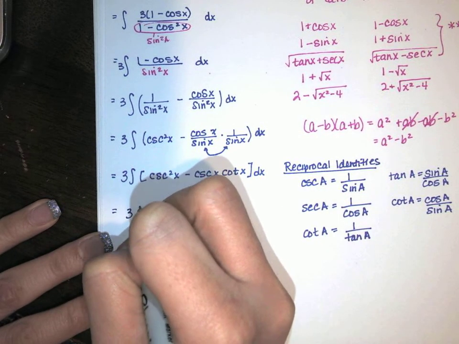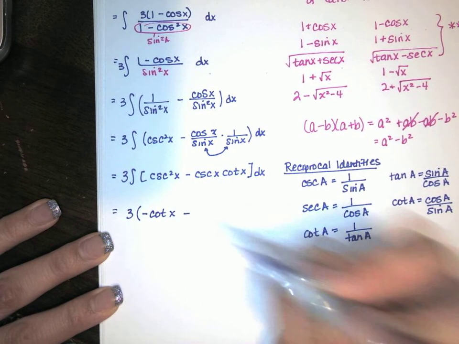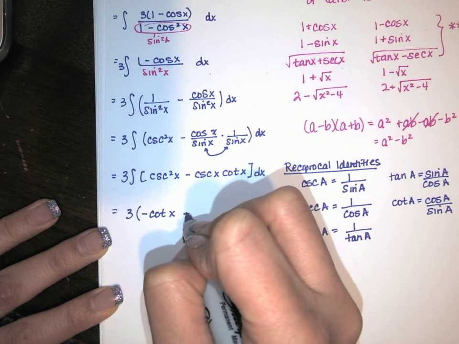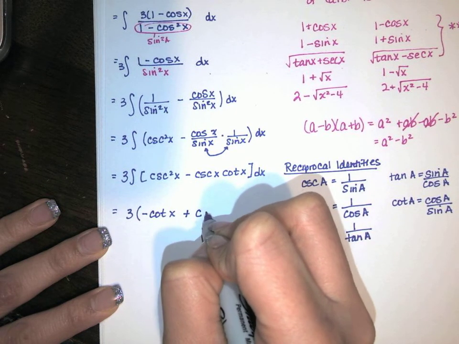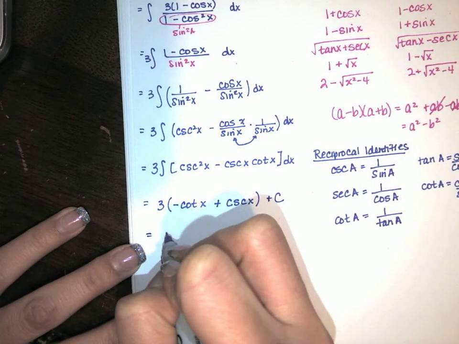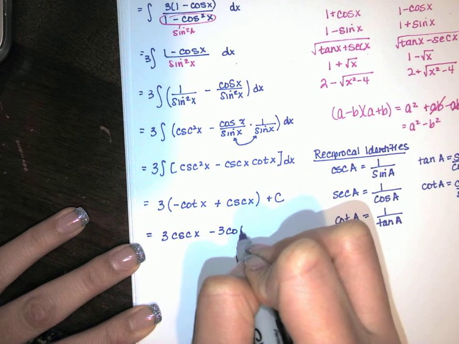The antiderivative of cosecant squared is negative cotangent. Then I have a minus there. The antiderivative of cosecant cotangent is negative cosecant. So it's negative times a negative is a positive. Cosecant of x plus c. And we might distribute, put the positive term first.